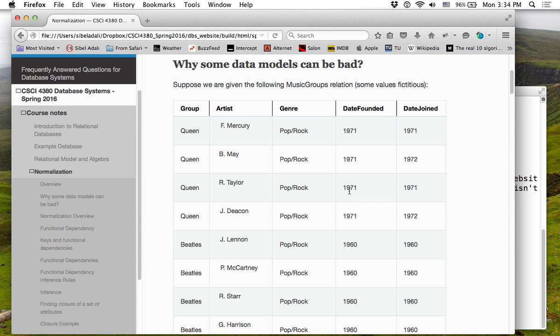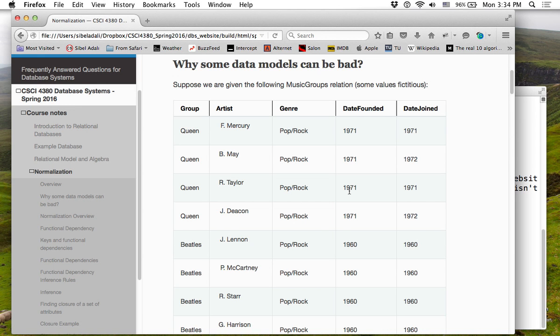If two tuples have the same value for group name, then they must have the same value for genre and date founded, right? So that's what we are seeing here. If they have the same group name, then these two should be the same.